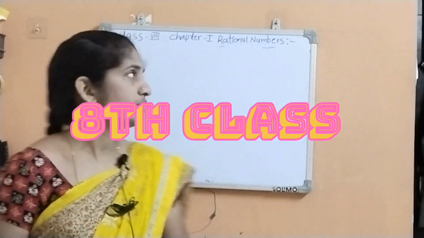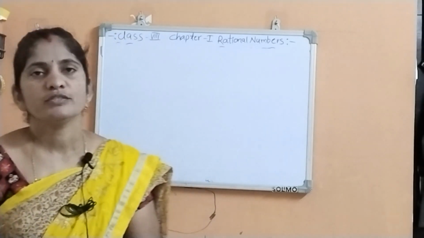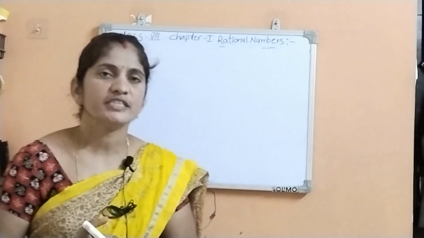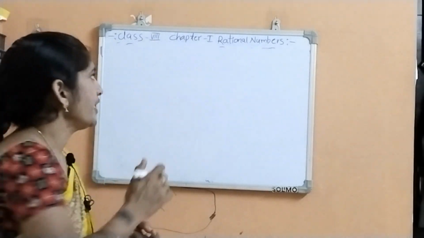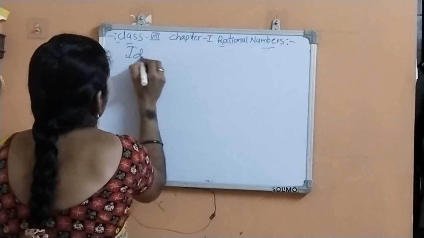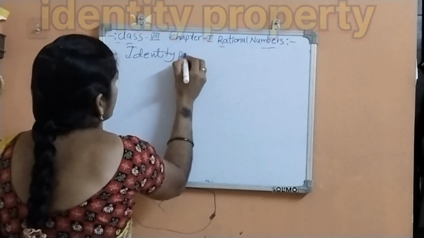In the previous class we are going to discuss identity property. In the previous videos we discussed closure property, commutative property, and associative property. Identity property means now we are going to check identity property in the rational number system.